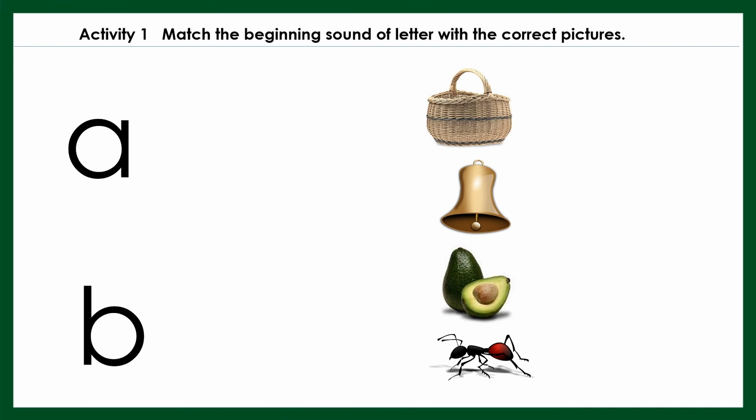Let's check. A. Avocado. A. Ant. B. Basket. B. Bell. Are you correct?